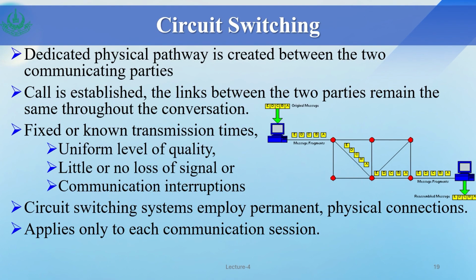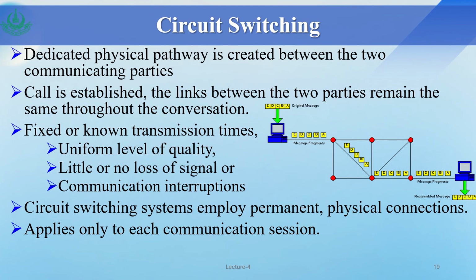As shown in the figure, in circuit switching technologies, one system on one side of the local area network or the wide area network is communicating with the other system on the other side. A dedicated physical pathway is created by the system between the two communication parties. A call is established. The link between the two parties remains the same throughout the conversation.